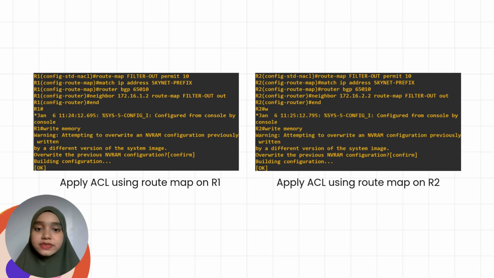Lastly, we apply this filter to our BGP process. We create a route map called filter out that matches our ACL. Inside the BGP configuration, we apply this route map to our neighbor as an out filter. This ensures we only advertise our authorized prefix to the ISP, securing our routing updates.